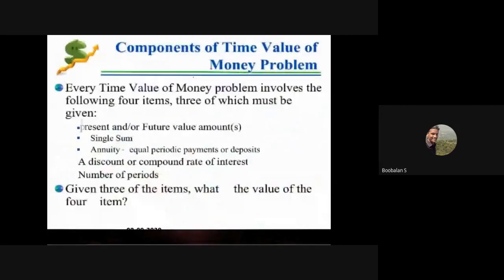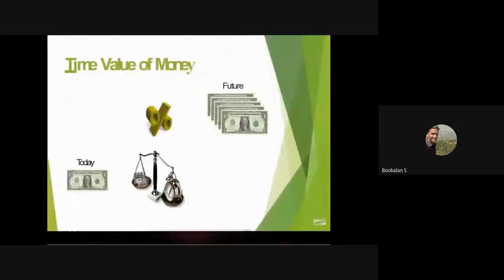So in components of time value of money, we'll have four things. One is present and future value, single sum, and annuity, right? So these are the very important terms that will be available in a time value of money problem, right? So we'll see them one by one.